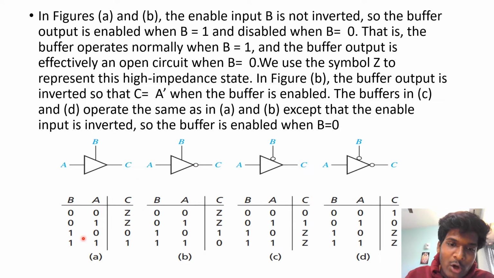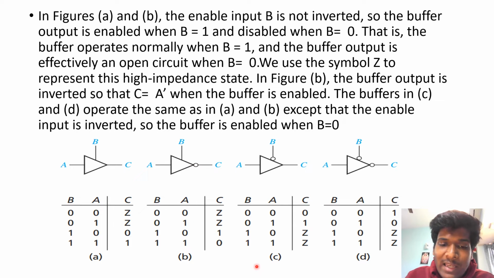Figure A is a normal three-state buffer, whereas in figure B, we can see that the output C is inverted. So therefore, only when A is 0, we get that C will be 1. When A is 1, C will be 0 as C is inverted. This will happen provided that B is 1, or if B is 0, it will result in a high impedance state.